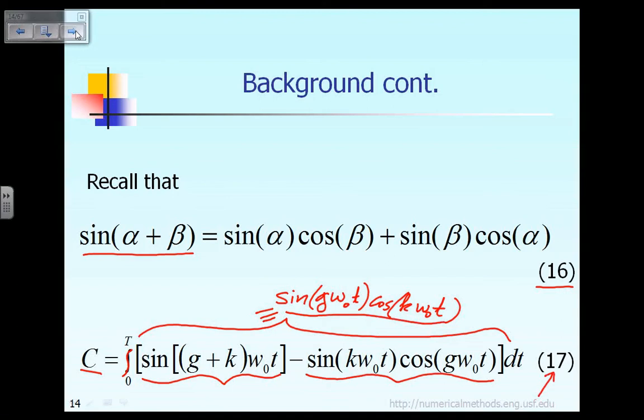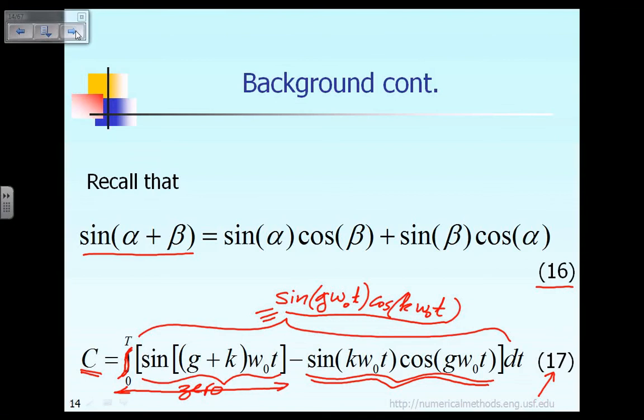Now, according to equation 17, the first integral that we have is the integral of sine. According to example number 1 or example number 2 that we just derived, the integral of sine is equal to 0. So, according to equation 17, all we have left is c is equal to the integral of minus sine k omega naught t times cos g omega naught t.